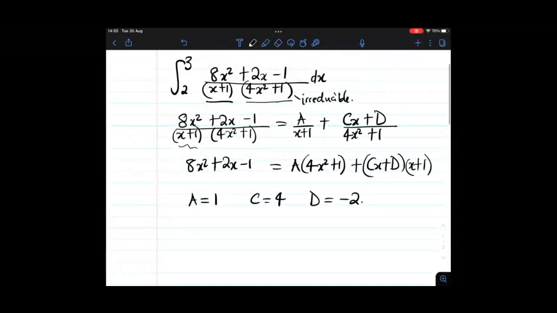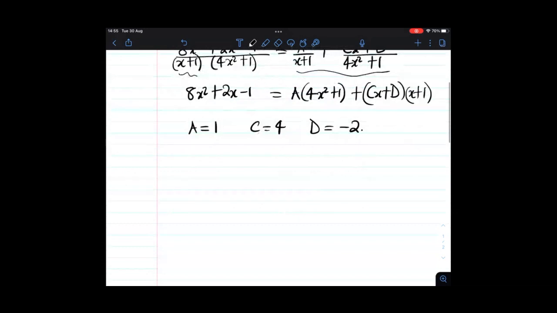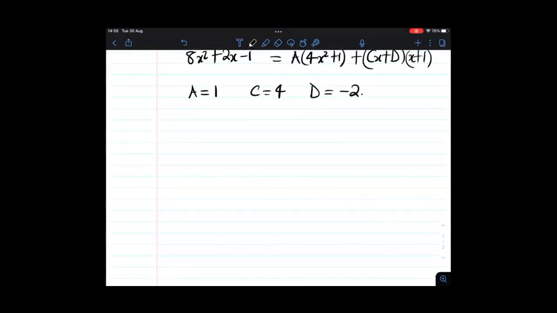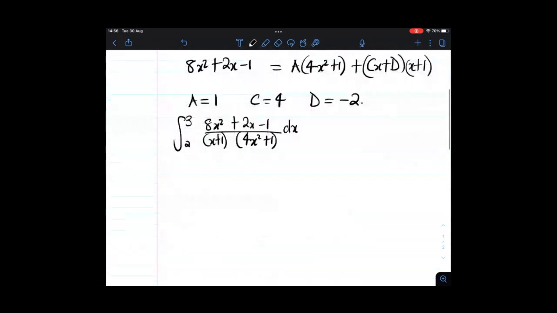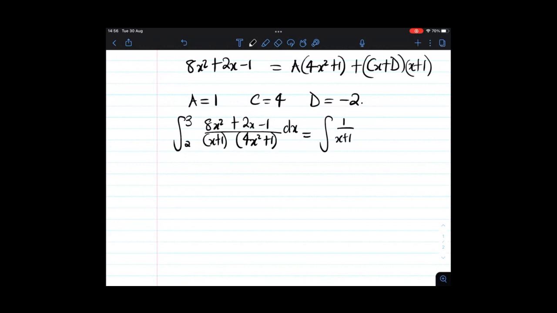Right, so once we get that, then we can substitute that into our fractions there, and then we get that the integral from 2 to 3 of (8x squared plus 2x minus 1) over ((x plus 1)(4x squared plus 1)) dx is equal to the integral of, so we substitute our A, and because it's 1, we get 1 over x plus 1. Those are the limits, and then plus (4x minus 2) over (4x squared plus 1) dx.